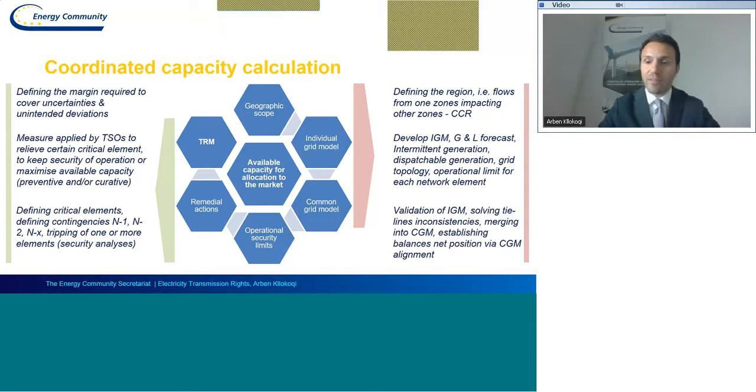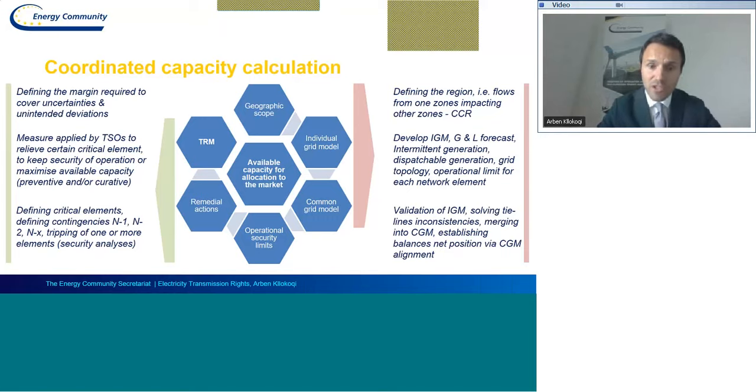And then within the coordinated region, you have all the individual models being merged into what is called the common grid model, which validates each individual grid model, resolves any tie line inconsistencies, and then everything, as I said, is merged into the common grid model, and then this establishes the balanced net position, and then there is the so-called common grid model alignment.